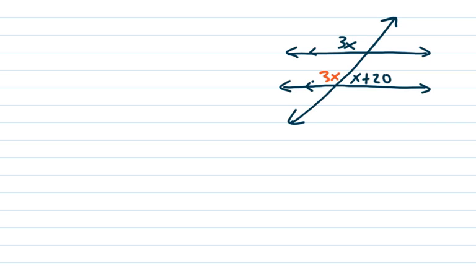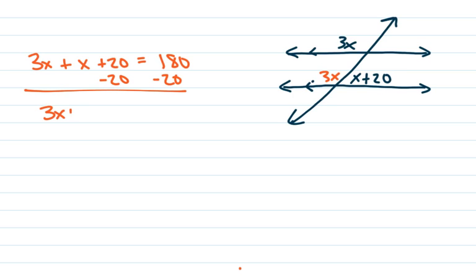And then, how is the relationship between the 3x and the x plus 20? Well, they are a linear pair, and I know that all linear pairs, even if they're marked with variables, are going to add up to be 180 degrees. So I can set up an equation to solve for x. And so here I can subtract 20 from both sides. That leaves me with 3x plus x equals 160. I can combine my like terms, and I get 4x equals 160. And then I can divide by 4, and I end up with x equals 40.